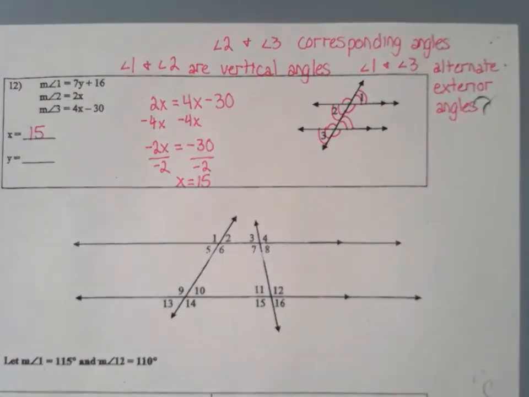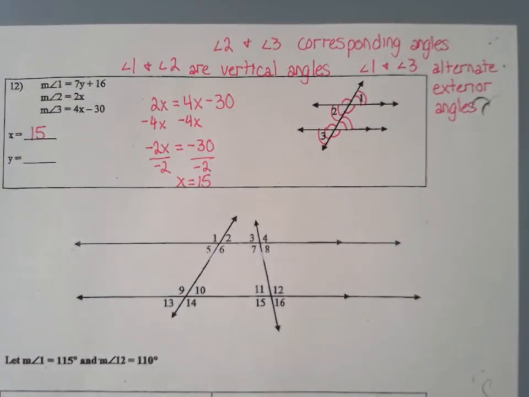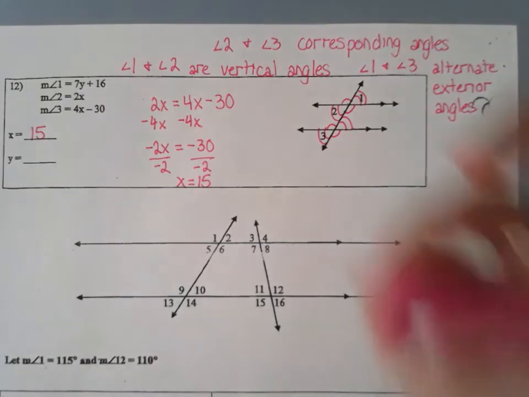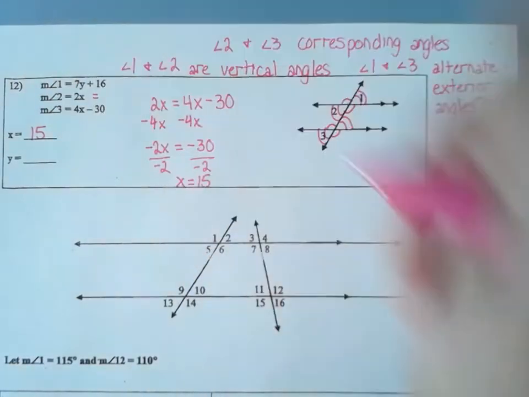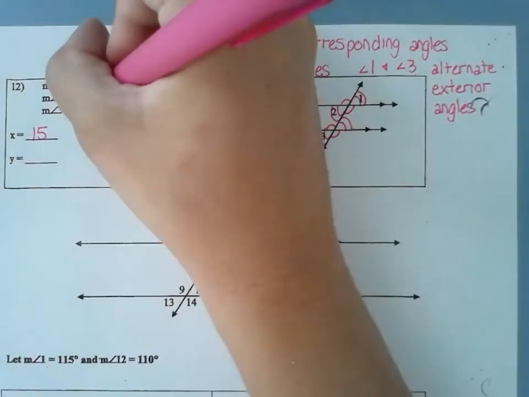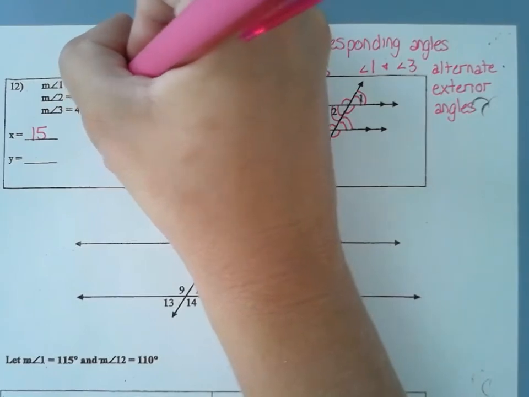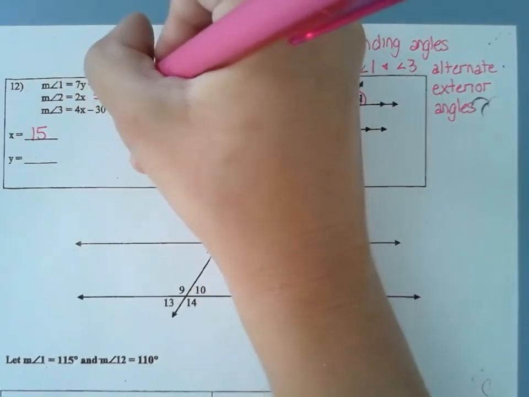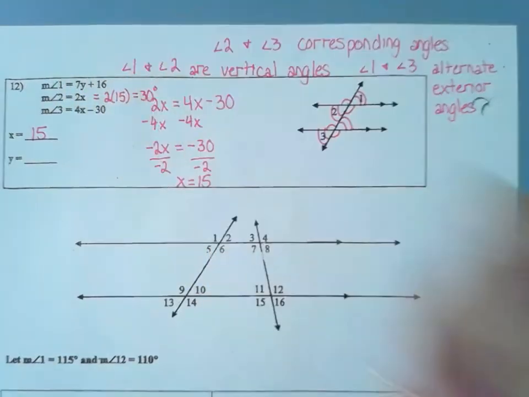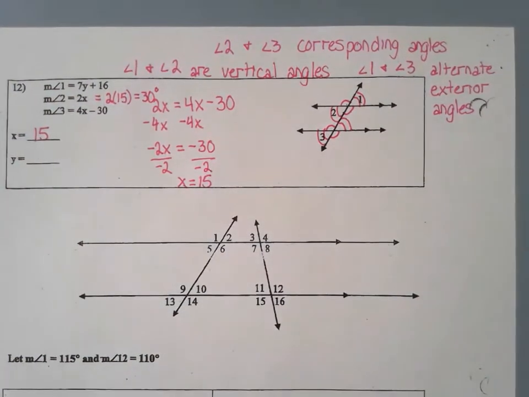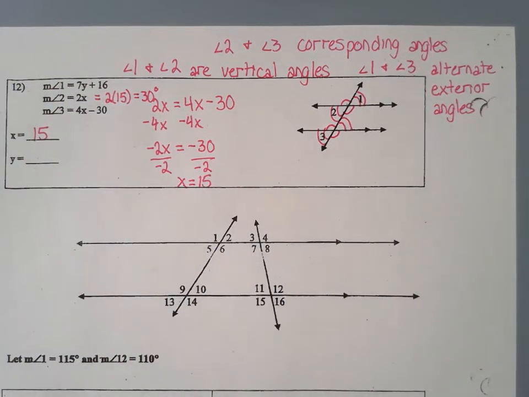Now, in order for me to solve for y, I'm actually going to take what I found for x and plug it in to one of my angles. So for example here, angle 2 was 2x. 2 times 15 means that angle 2 is just equal to 30 degrees. Since all of these angles are the same, that means that each one of these angles must equal 30 degrees.